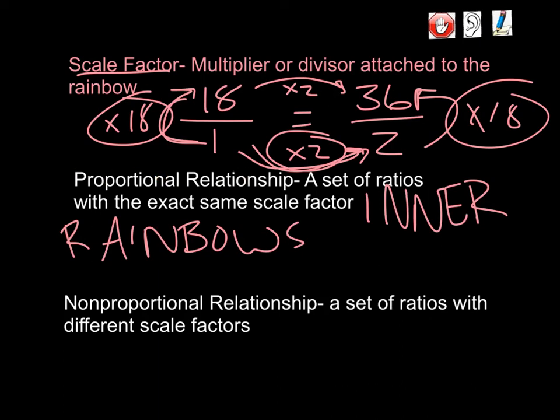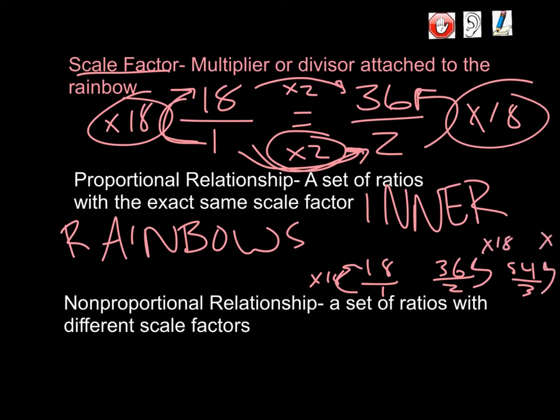If you hear me say proportional, that means we have a set of ratios, like we're going to use the exact same one of 18 over 1 and 36 over 2, and then even 54 over 3. We have that set of ratios that have that commonality of taking denominator times 18 to get to numerator. Times 18, 3 times 18 is 54. So if we can say that we have this kind of constant multiplier and constant scale factor in all of our inner rainbows, we have a proportional relationship.